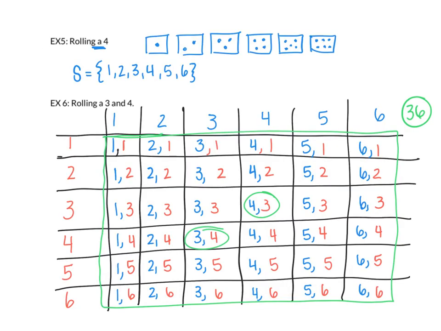All right, so remember, the event is the desired outcome. So in example 5, the desired outcome is rolling a 4. So we're revisiting that rolling 1 die, and that is my event, is that one way that I can roll a 4. So example 6, the event or the desired outcome is rolling a 3 and a 4. So it doesn't say which one has to come first, but this way is a 3 and a 4, and here is a 3 and a 4. So the event is rolling a 3 and a 4, and there are 2 ways to get that event.